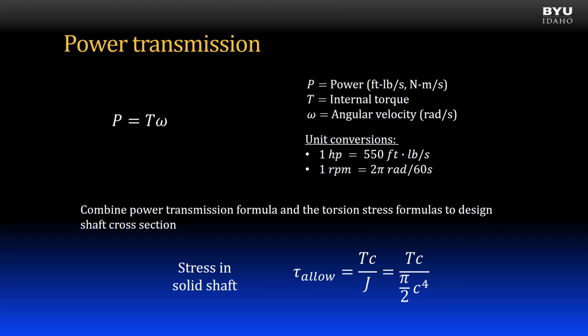A common engineering problem is to design a shaft cross-section for a given power transmission, angular velocity, and allowable strength. This can be done by combining the power transmission formula and the torsion stress formula. Both formulas share the same T, internal torque. Knowing T and tau allowable, we can solve for shaft radius c.